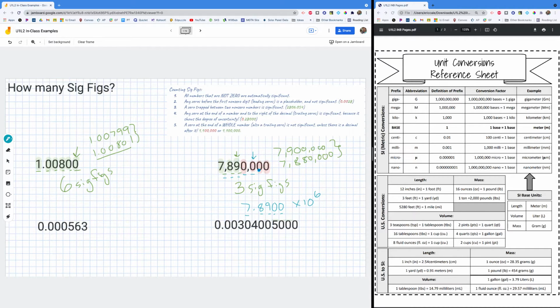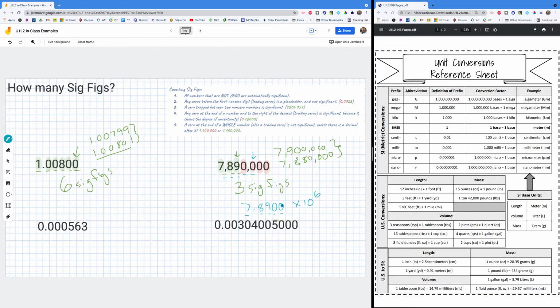You have to assume that the measuring device was so imprecise that it was all the way over here to the 10,000ths place where we had a degree of uncertainty. The only way to show that we were able to measure all the way to the hundreds place here is to put it in scientific notation and show that those zeros are a part of it.